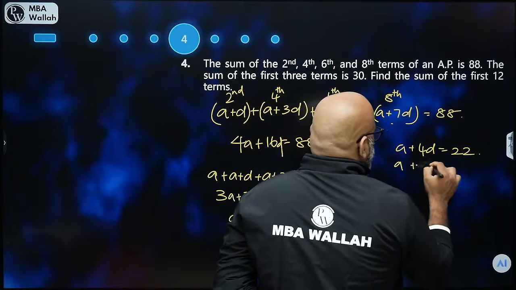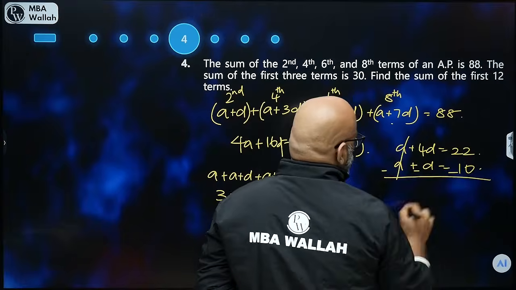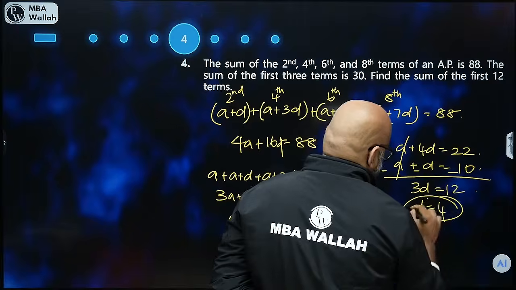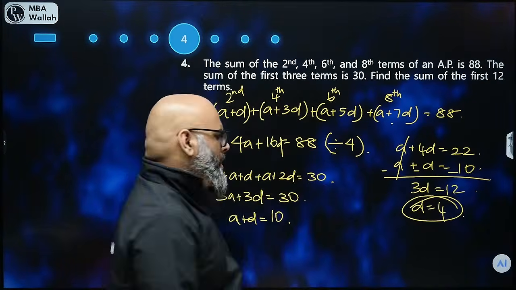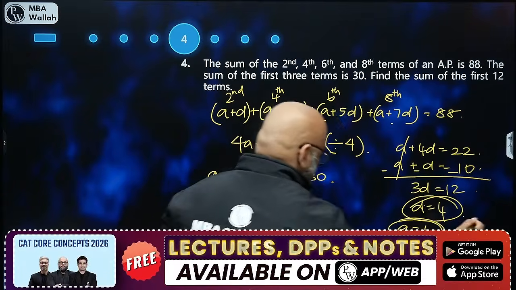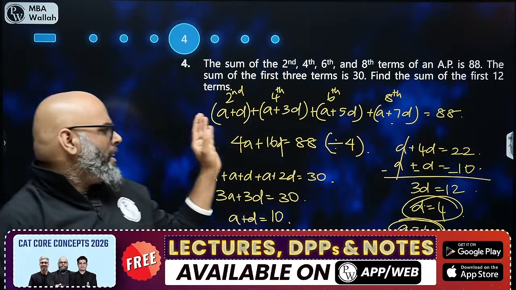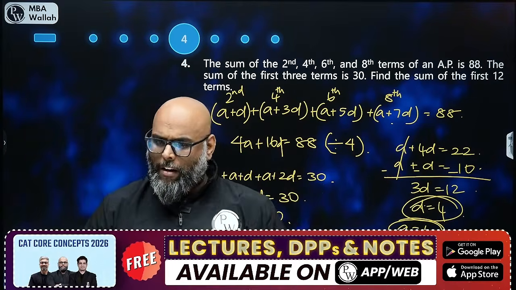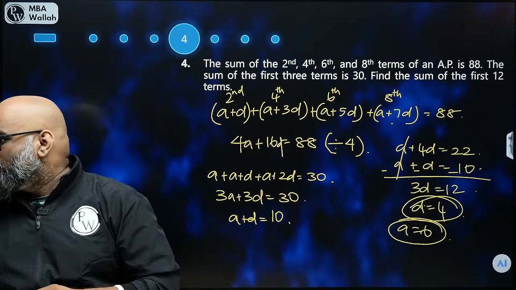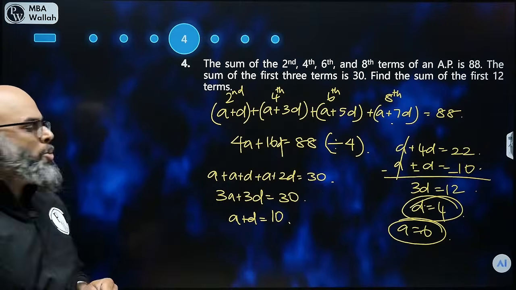Take this, put it over here, solve for it. So a plus d is equal to 10, minus... 3d is equal to 12, d is equal to 4. If d is equal to 4, substitute it over here, you will get a is equal to 6. You have found the value of a, you have found the value of d. Simply write that equation, plug in every data that you have, and we are through. Clear? Any doubts? We'll jump to the next one.